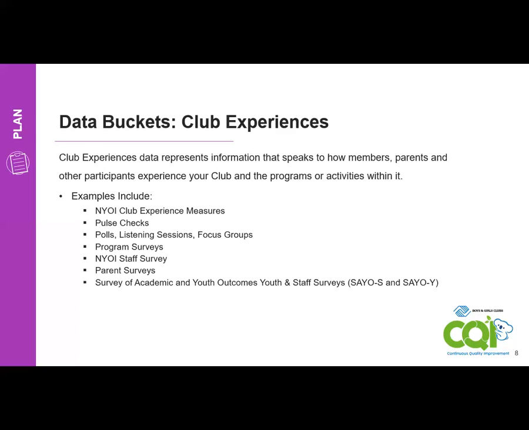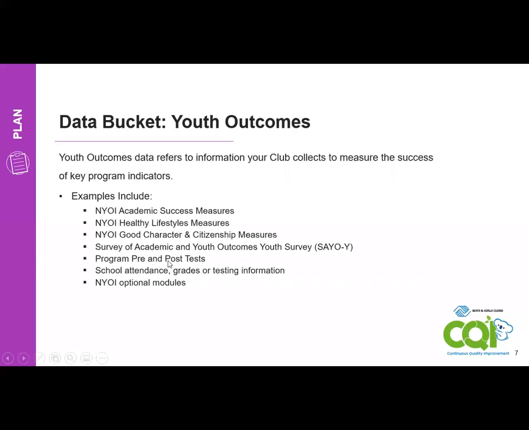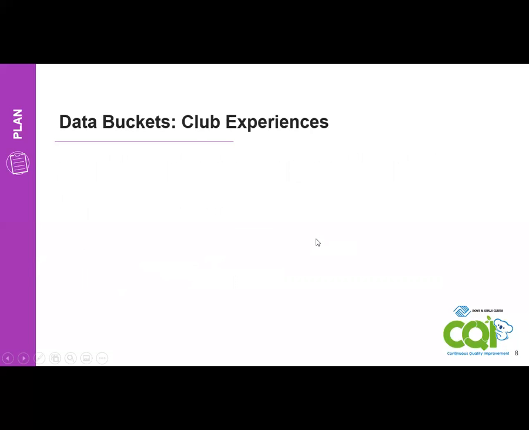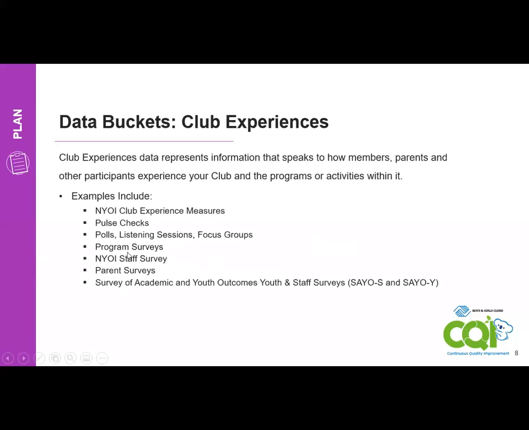Program surveys that aren't about what you learned in the program, but are about how you enjoy the program is a club experience. So we can think about in youth outcomes, we talked about the program pre and post tests right here. Those are assessing what did the youth learn during the course of this program. When you think about club experience program surveys, that is assessing how do our kids feel about the programs, not if they learned what we wanted, but did they like it along the way? Were they interested?